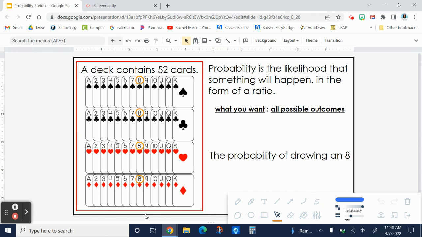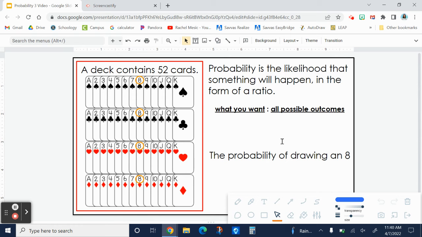We are going to practice probability one more day. As a reminder, probability is the likelihood that something will happen or will not happen. So, we have a deck of cards here. There are 52 cards in a deck, not including the jokers.